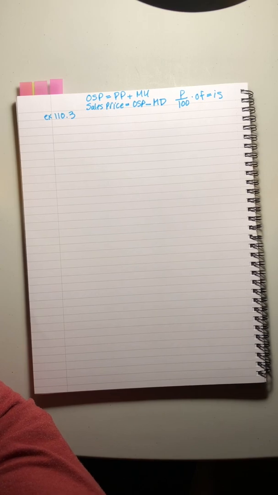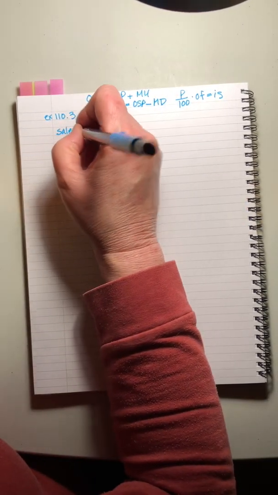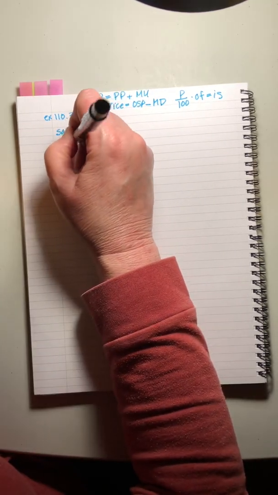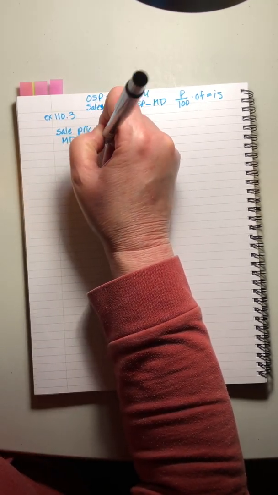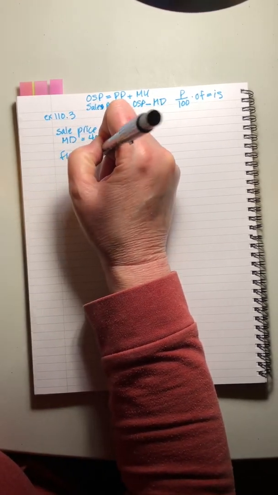The sale price of the ring was $120. Sale price, sale sounds better. Sale price equals 120. If it had been marked down 40% for the sale, what was the original price of the ring? So we're supposed to find the original selling price.